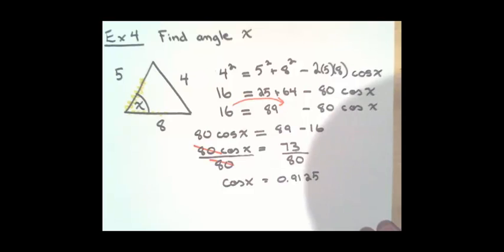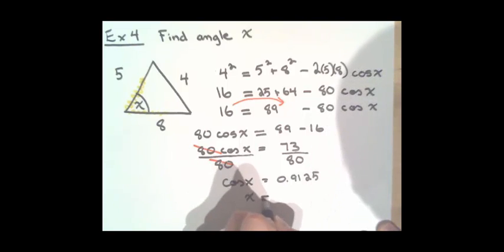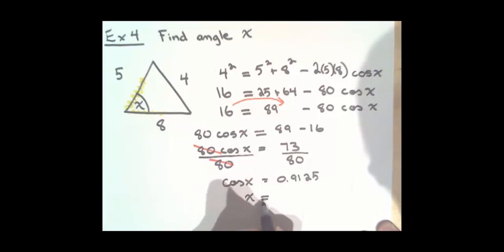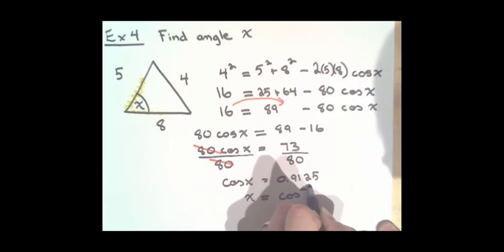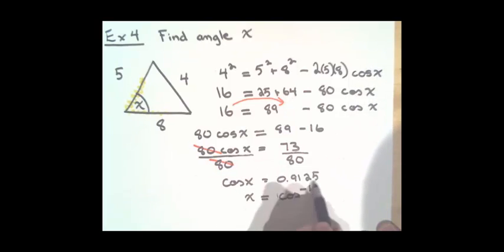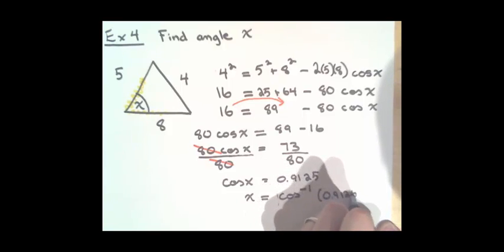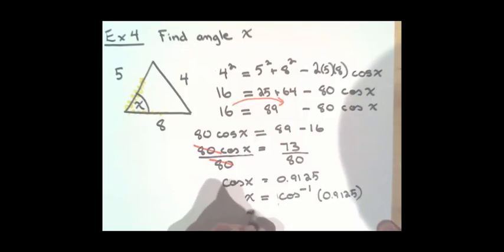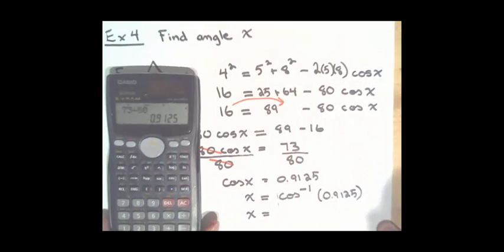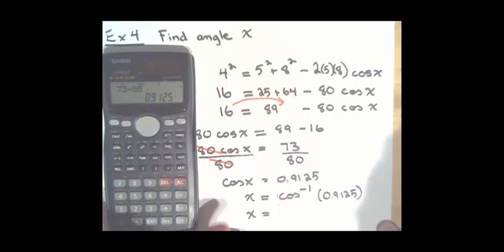0.9125. And like we've seen in other lessons, to get x removed, or to undo the cosine of x, we have to do the inverse cos. And that looks like this when written. x equals cos minus 1, and that means the inverse cos of 0.9125, and your answer is given to you by your calculator. Again, you have to be in degree mode. I know you know that, but just reminding you, always turn that calculator on, make sure it's in degree mode.